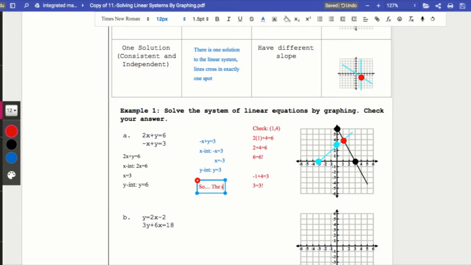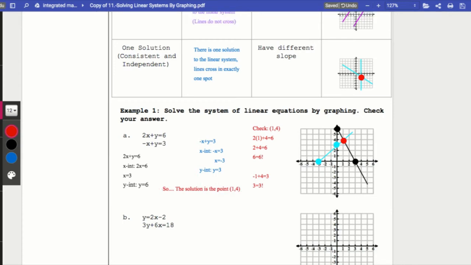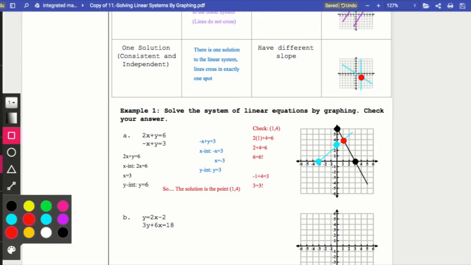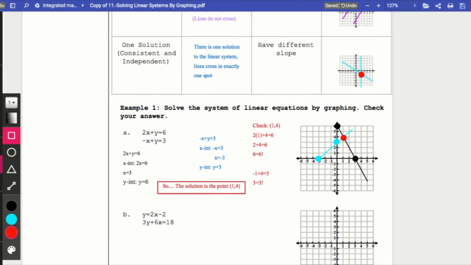So the solution is the point 1, 4. So not too crazy, okay?